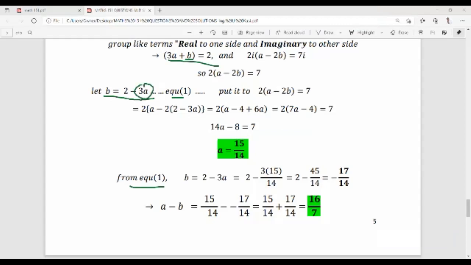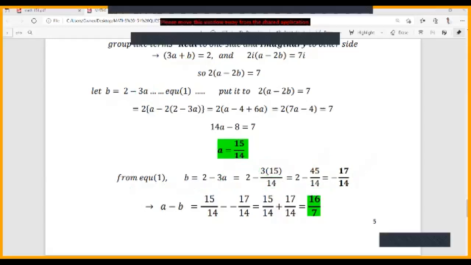Okay, so from equation 1, we have this. In place of A, we can put 15 over 14. So you have 2 minus 3 times 15 divided by 14. 3 times 15 is 45, so that will be 2 minus 45 over 14. And if you punch that into your calculator, that will give you minus 17 over 14.